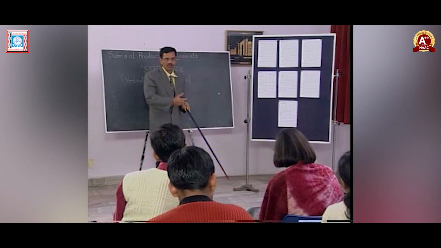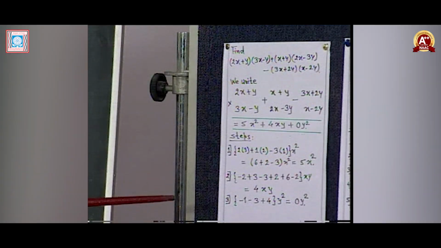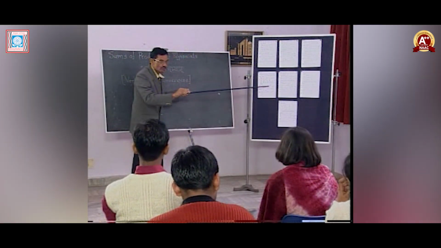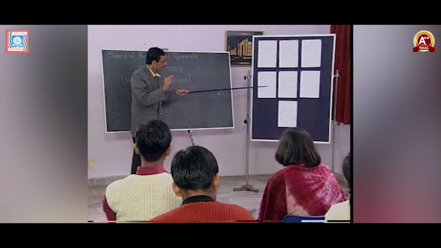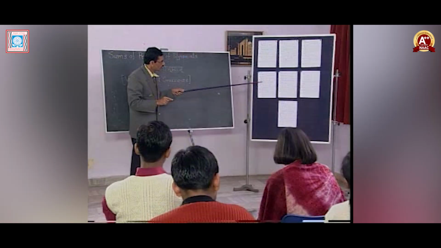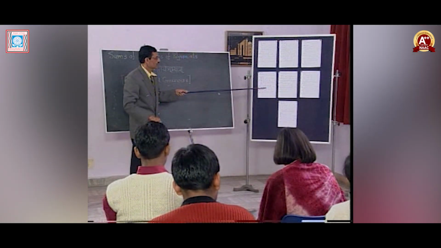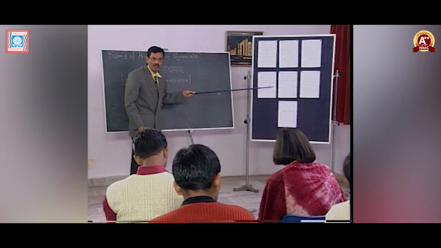Now we start counting. First, only the first step. That is 2 into 3, 6, plus 1 into 2, 2, minus 3 into 1, minus 3. Without writing each product, you can mentally calculate and directly write this step. That gives 6 plus 2 minus 3, that is equal to 5x squared.